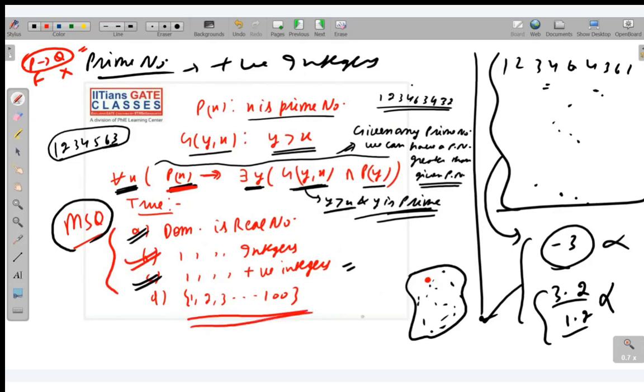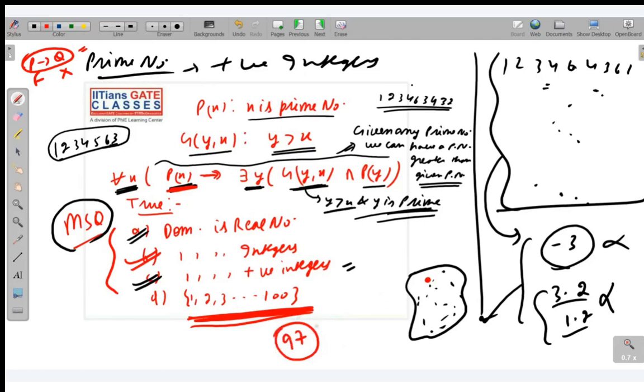Now let me see the D option. What is D option saying? 1, 2, 3 up to 100. So this is a finite set given to you. So what will be the last prime number? If we see, last prime number will be, I think, 97. Okay, 97 is the last prime number from 1 to 100. You can check it out.